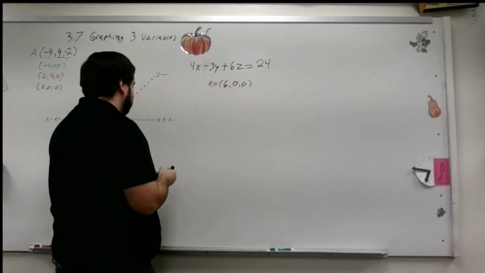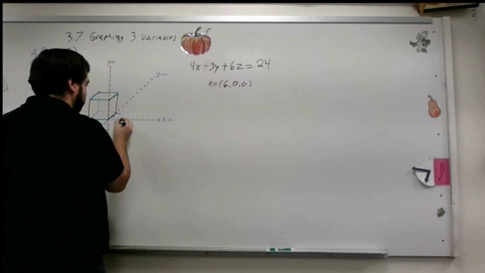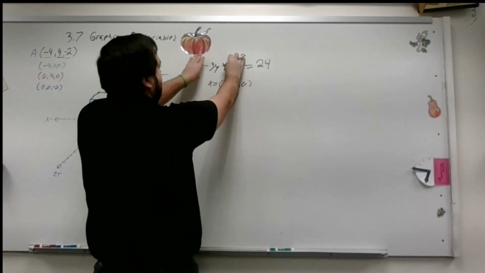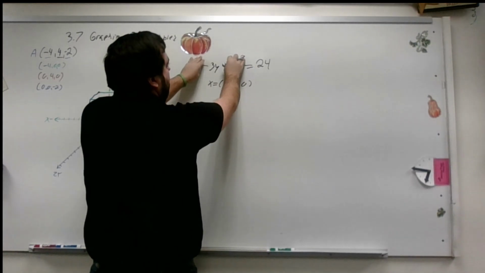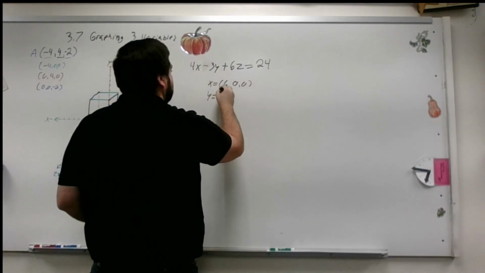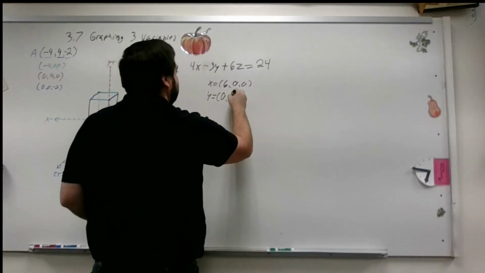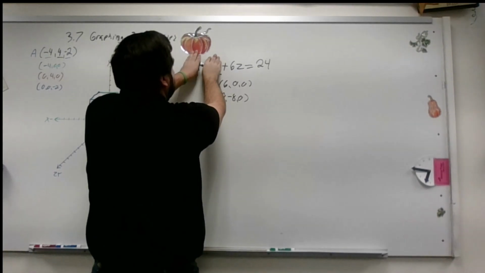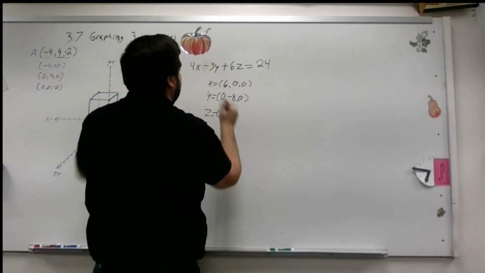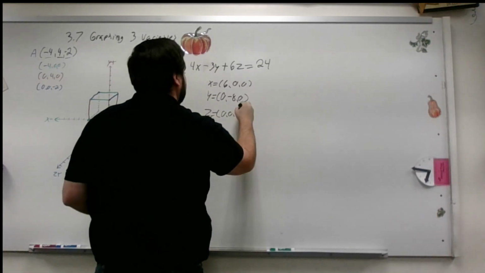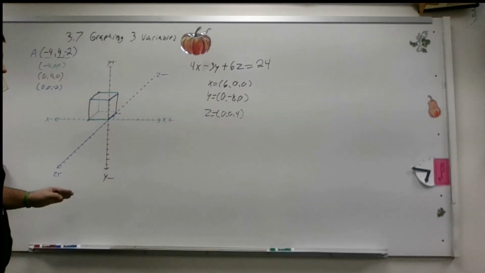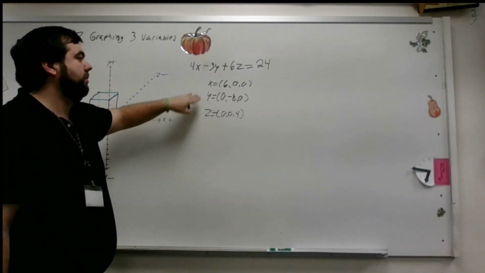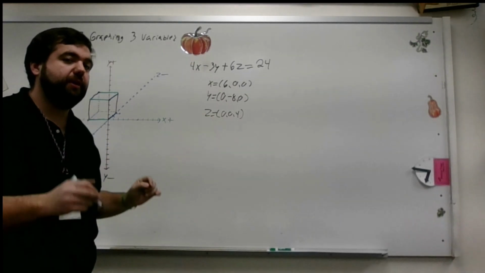That's going to be over here at 6. Next one, I cover up x and z. I have negative 3y equal to 24, so y is going to be equal to negative 8, giving the point 0, negative 8, 0. And finally, z, 6z is 24, so z is 4. These are 3 different points. They all lie directly on the axes because they're my 3 intercepts.